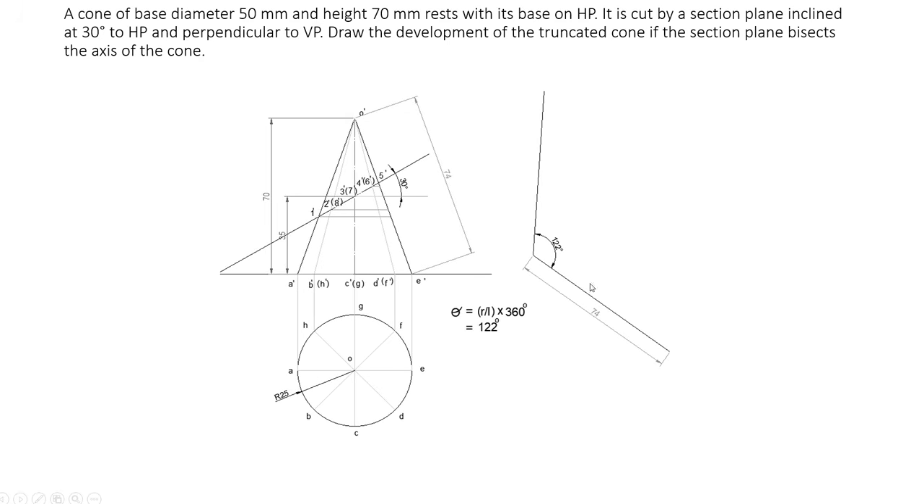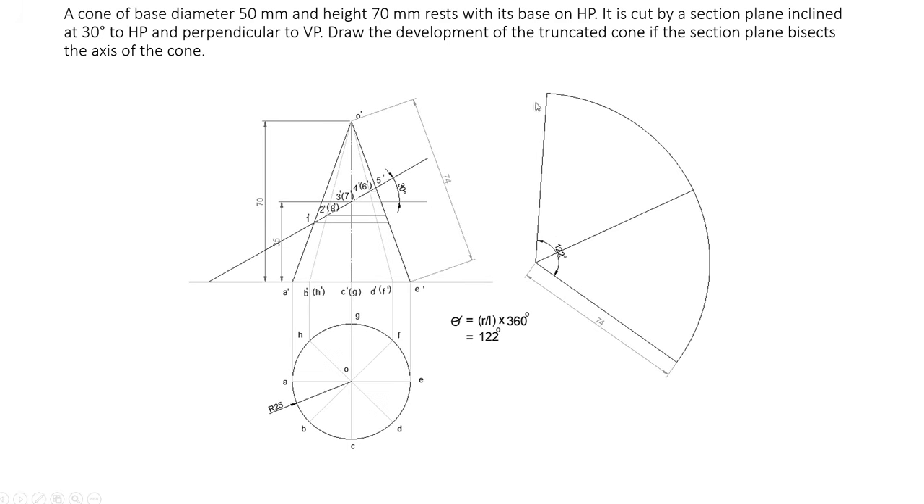Now you want to draw two lines at 122 degrees, having this length O dash E dash as length, that is 74 mm. So from here you draw two lines having length 74 mm and included angle 122 degrees.